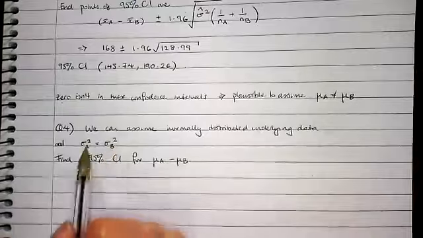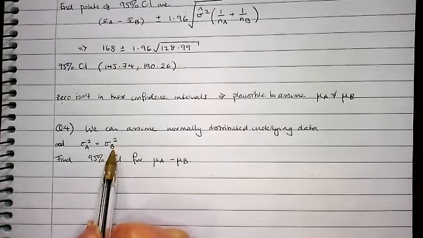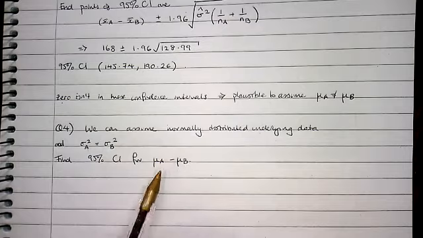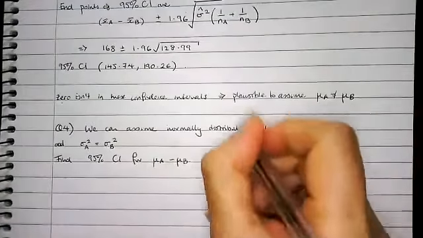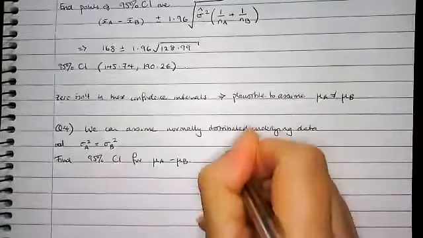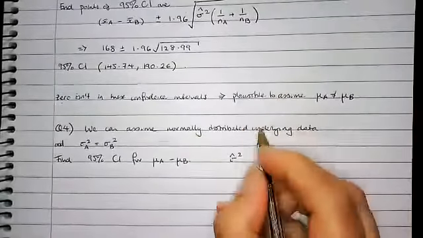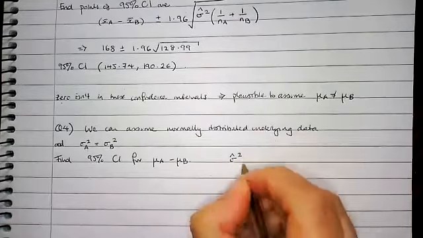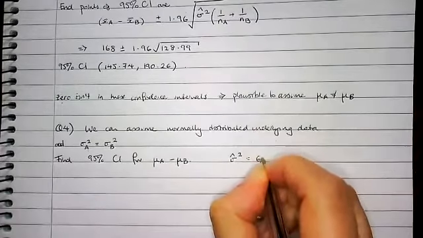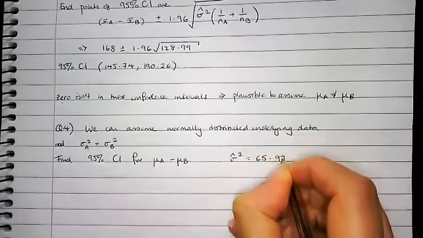Because we're assuming that the 2 variances are the same, we're going to be wanting to look for an estimator of the joint variance again. And just as a little hint, I'll give you the mu hat squared. So the estimator for the joint variance in this case is 65.97.